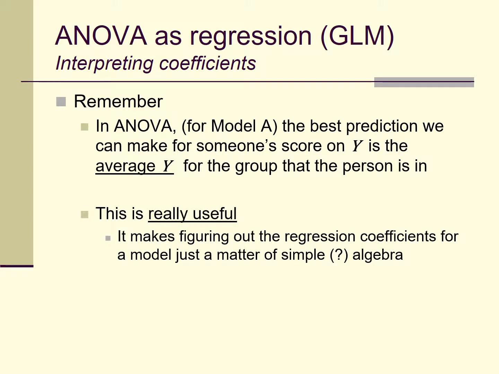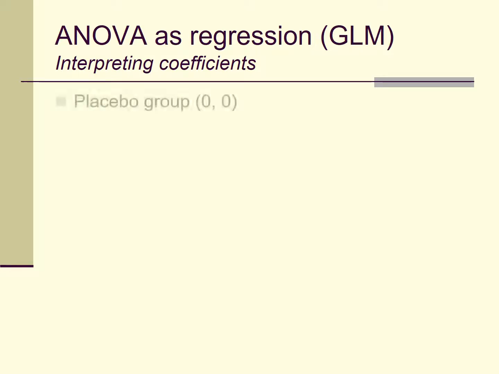Now, this is really useful because it allows us to solve for the regression coefficients in our model by doing some relatively simple algebra. And here's how this works. Let's begin with our placebo dose group. This is the group that gets 0, 0 as the codes for the dummy-coded variables.